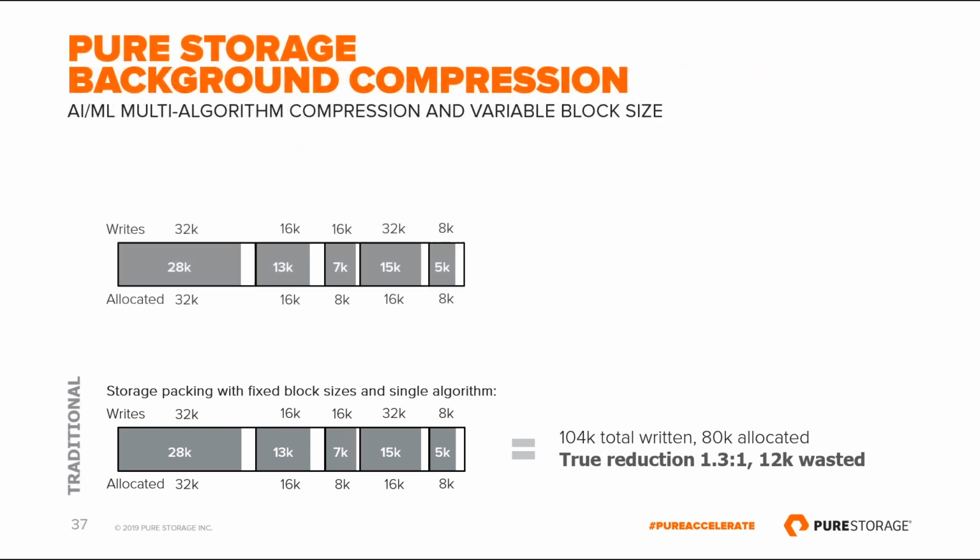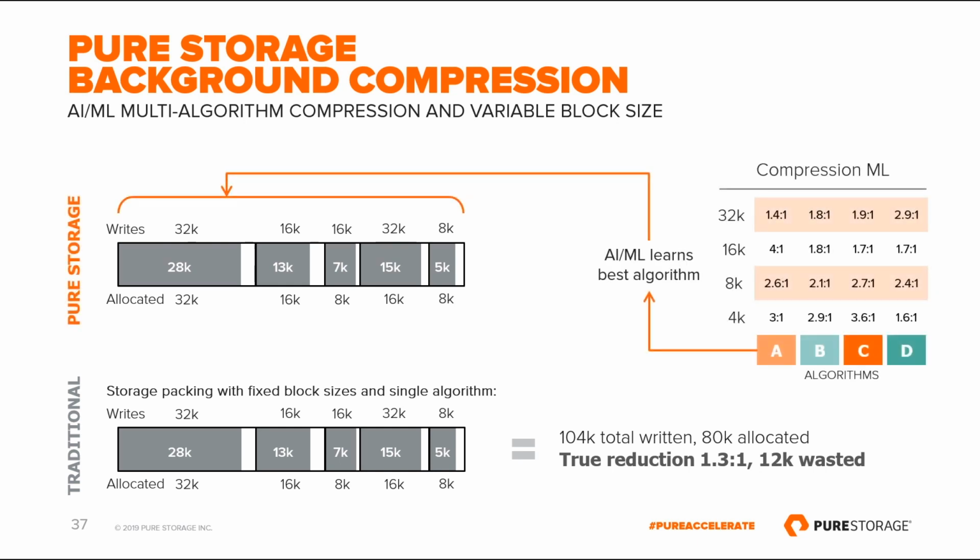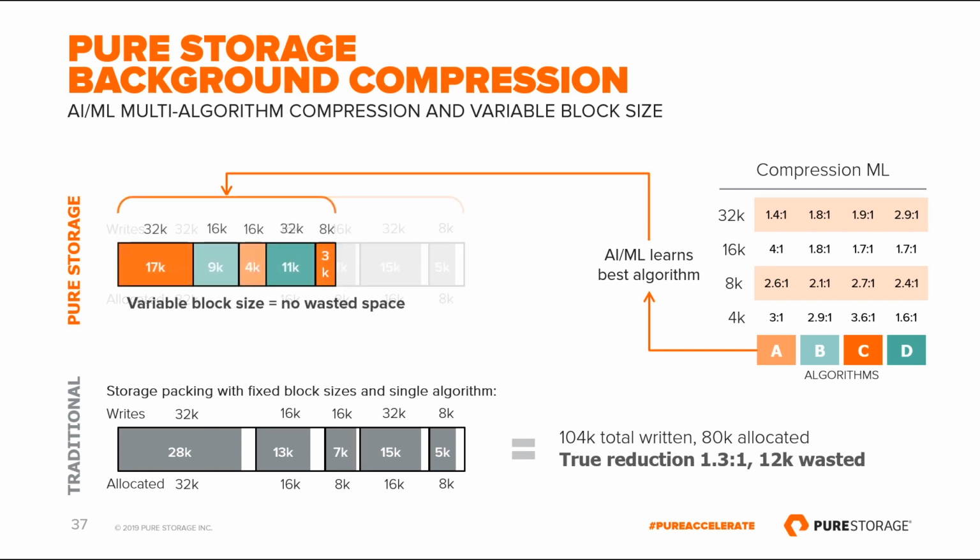So now how do we compare that to Pure Storage? We differentiate ourselves with two main ideas here. We actually use AI and machine learning for our compression algorithm, and we use variable block sizes to pack it down so we have less wasted space. So for example, let's use the same exact data set that we were showing with the other vendors.